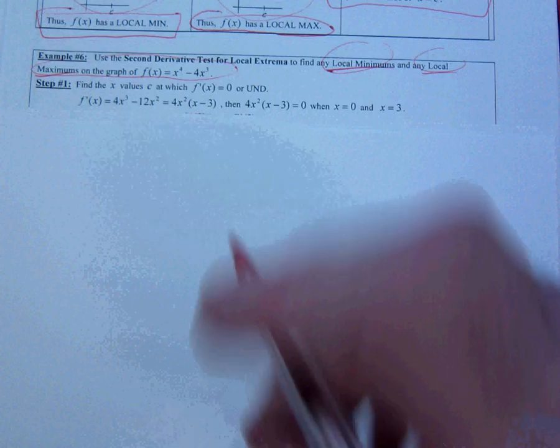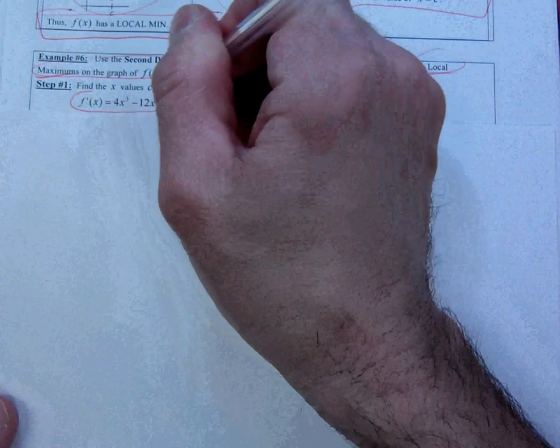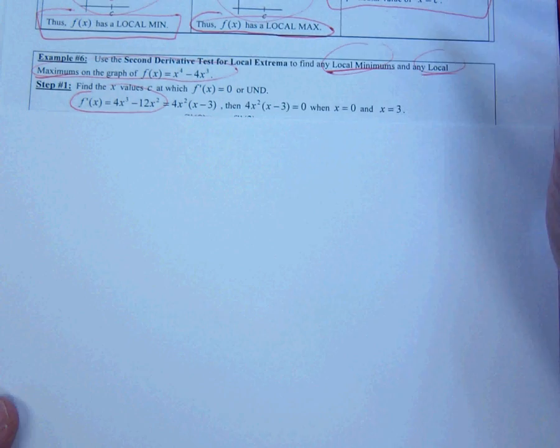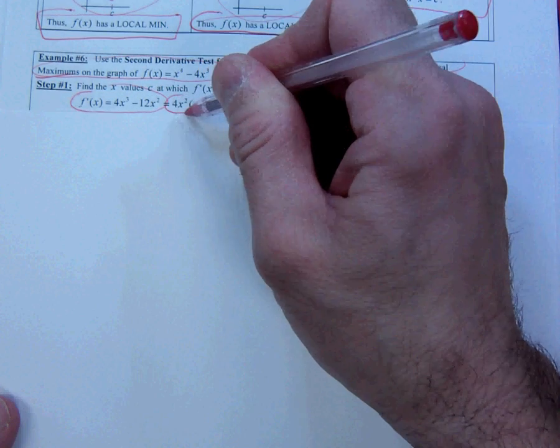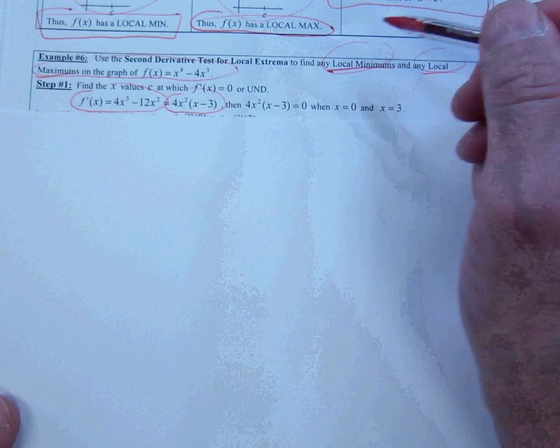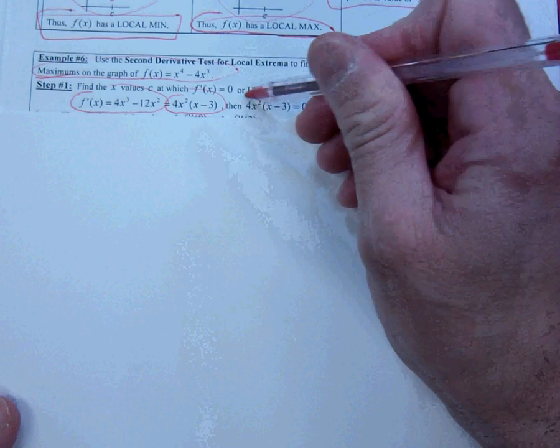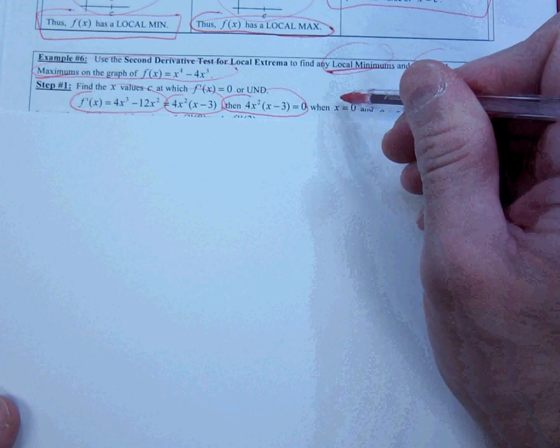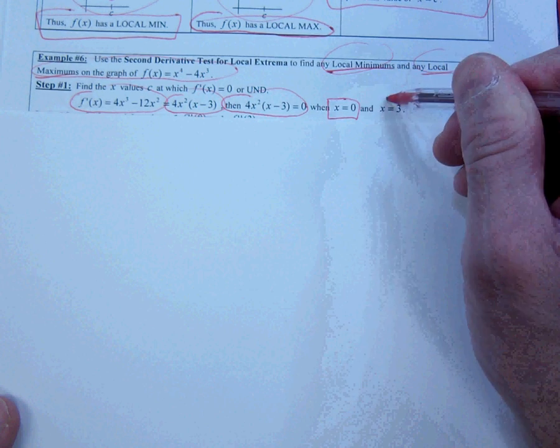So there's f prime. Then you can pull out a 4x squared. Looking at that f prime, where is it 0 or undefined? Well, it's never undefined, but it will be 0 when x is what? 0 or 3.